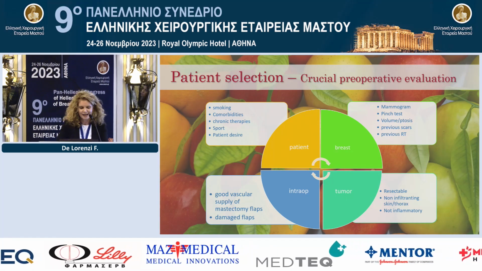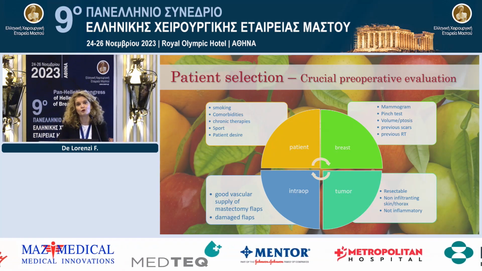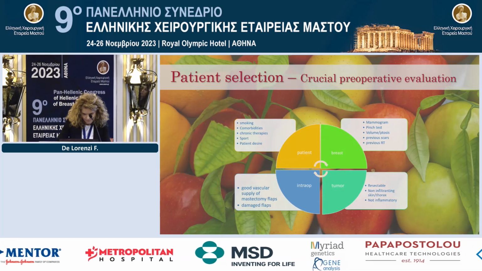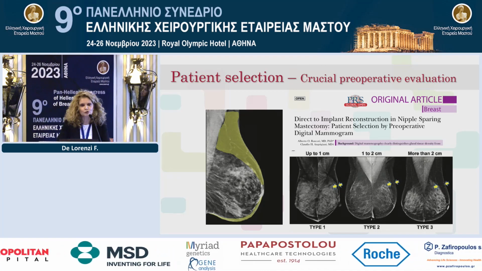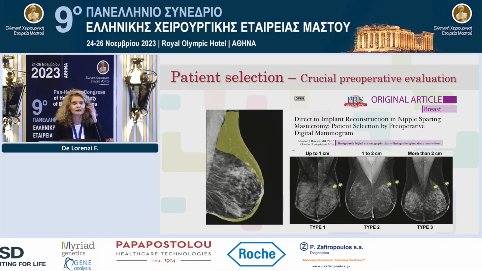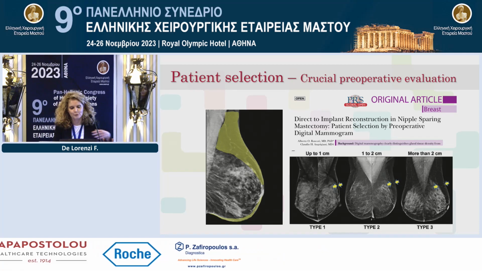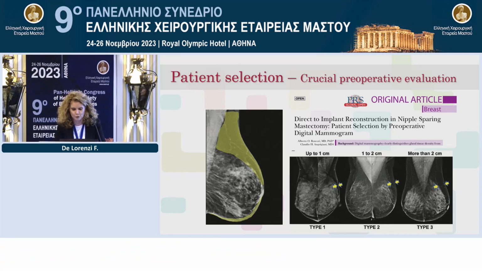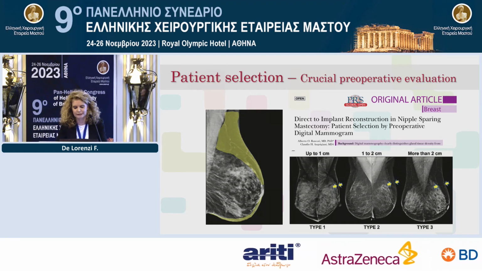So we have to go under the pectoralis major. And I'd like to show this paper by Rancati. We talked before about the preoperative digital mammogram. Rancati divided patients in 3 main groups according to the thickness of the subcutaneous tissue in the upper pole.